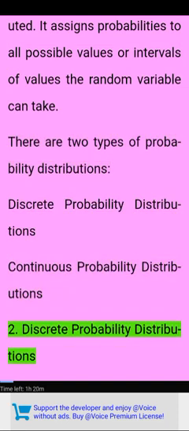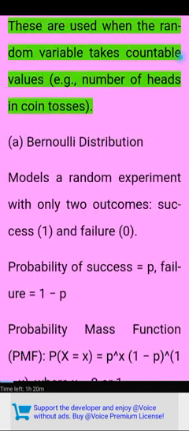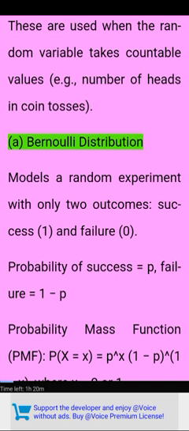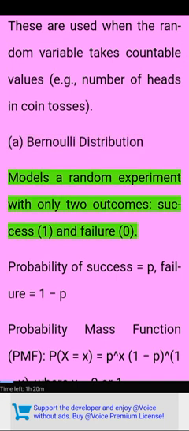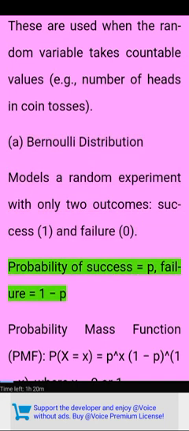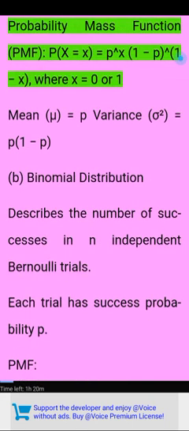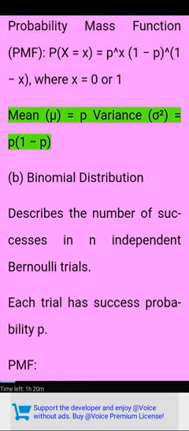2. Discrete probability distributions. These are used when the random variable takes countable values, e.g., the number of heads in coin tosses. A. Bernoulli distribution. Models a random experiment with only two outcomes, success (1) and failure (0). Probability of success equals p, failure equals 1 minus p. PMF: P(x) equals p^x times (1 minus p)^(1 minus x), where x equals 0 or 1. Mean mu equals p, variance sigma squared equals p(1 minus p).